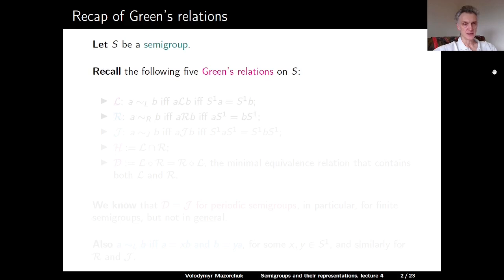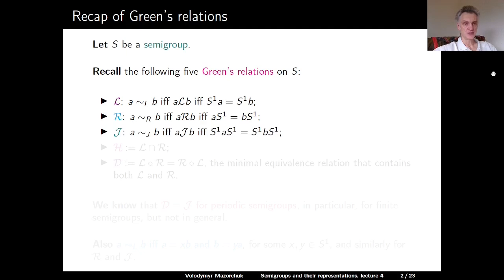Recall that on the last lecture we defined the following 5 Green's relations for S. First, the left relation L. Two elements A and B in S are left equivalent if and only if the principal left ideals generated by these two elements coincide. Next, we have the Green's relation R, so the right relation. Two elements are right equivalent if and only if the principal right ideals generated by these elements coincide.